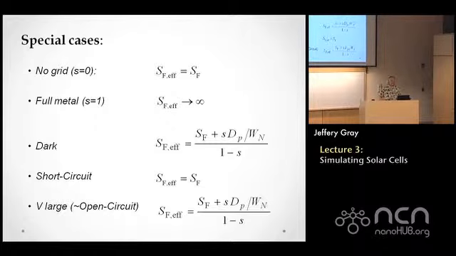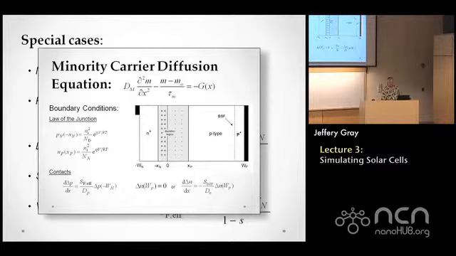If you have full metal coverage, the effective surface recombination velocity goes to infinity, and that's equivalent to, go back here, saying that the excess carrier concentration goes to 0. In fact, if you look at this equation, this goes to infinity. The only way to keep the derivative finite is for the excess carrier concentration here to go to 0. So infinite surface recombination velocity basically corresponds to an ideal ohmic contact.